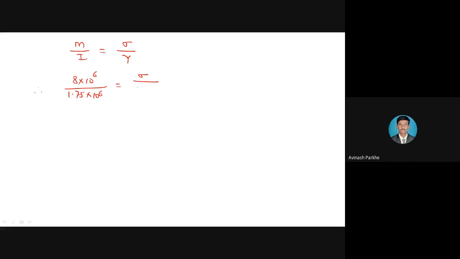We have to calculate, Y is equal to 37.5. Therefore, sigma B is equal to, tell me the value. Yes, what is the bending stress? 170.66. 171.42. 171.42 Newton per mm square.